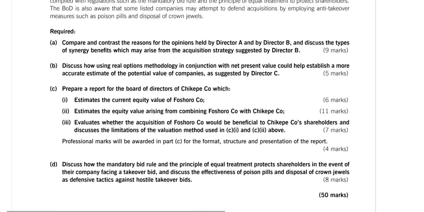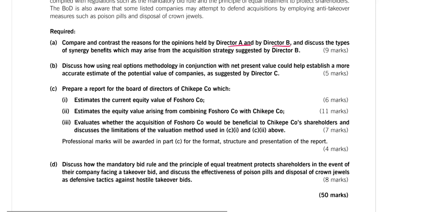Compare and contrast the reasons for opinions held by Director A and by Director B, and discuss the types of synergy benefits which may arise from the acquisition strategy suggested by Director B. Okay, this is the A part of this question. In this part, we have to discuss the opinions of Director A and Director B, and then we have to identify the synergy which may be given in this scenario. So we have to discuss the types of synergy benefits which may arise from the acquisition.